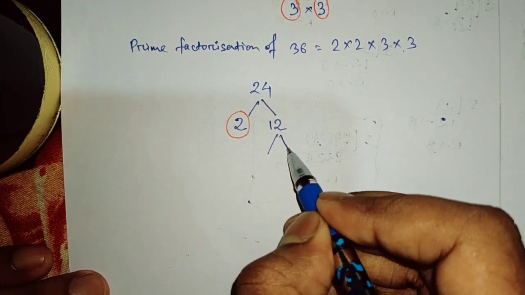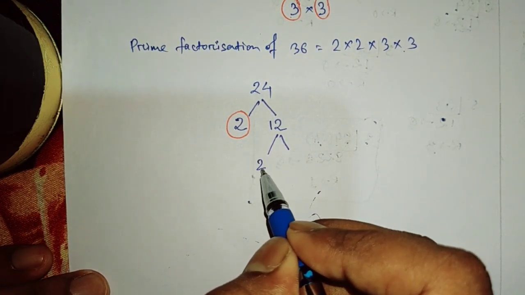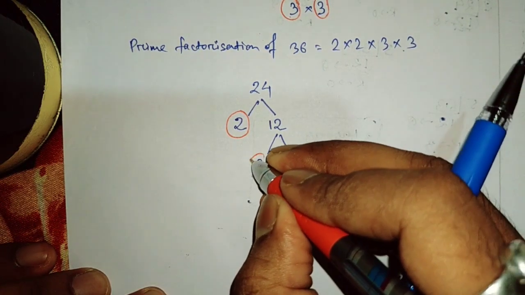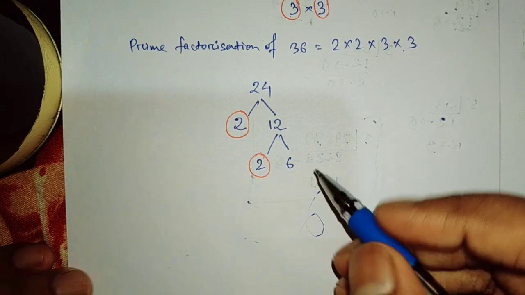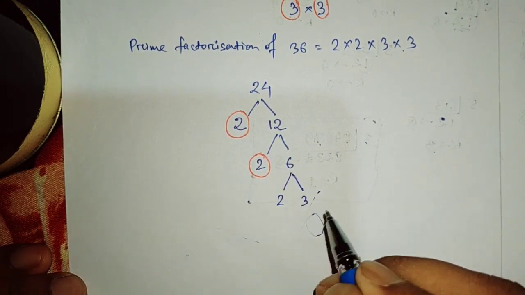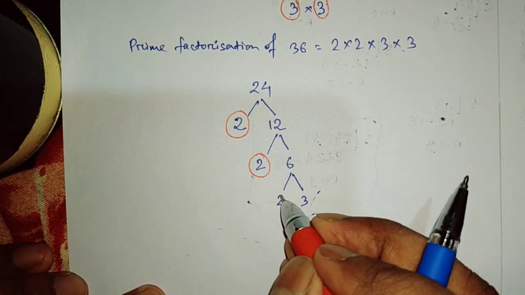Then 12 divided by 2. 2 into 6 will be 12. Circle 2. Then we have 6. 2 into 3 is 6.